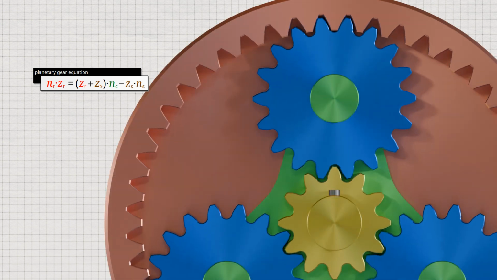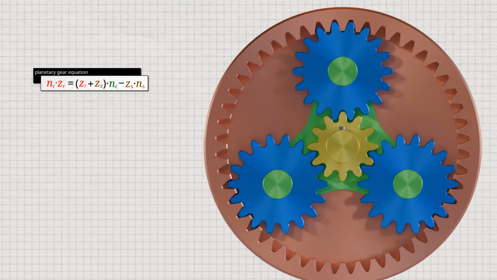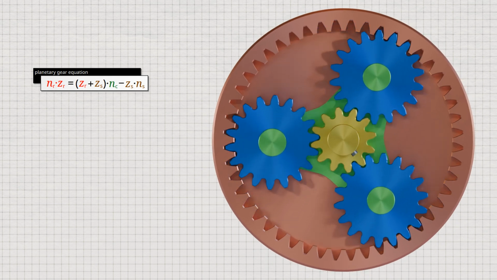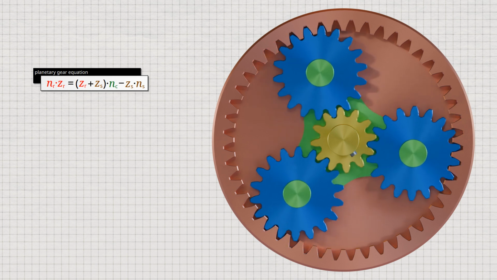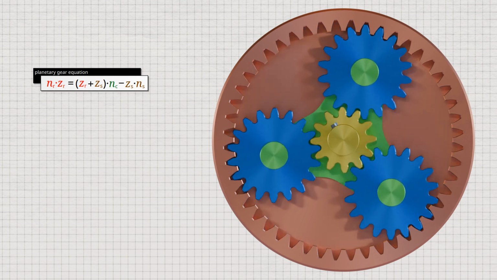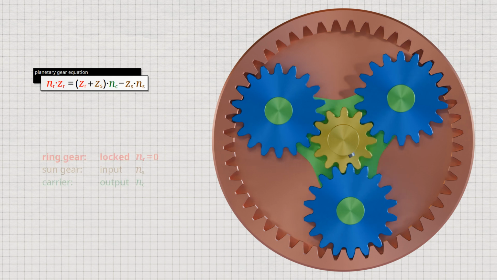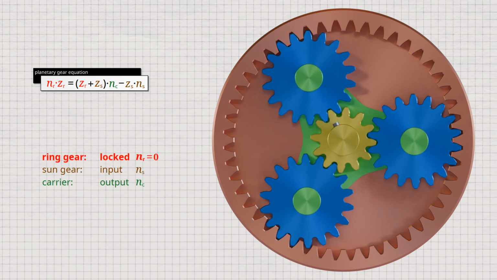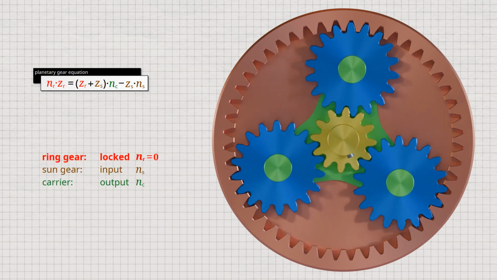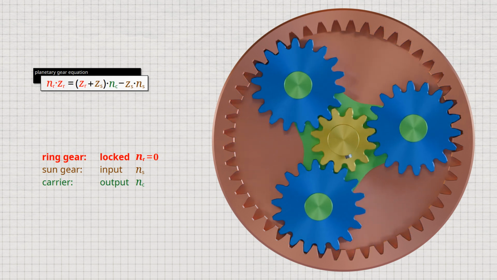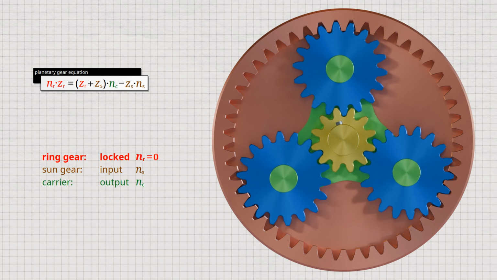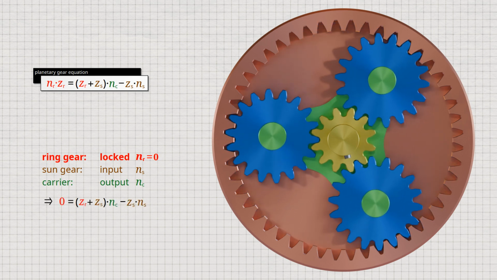This equation can now be used to take a closer look at three special cases, for each of which the transmission ratio can be determined relatively easily. We will go into this in more detail in the following. The first special case is when the ring gear is locked and the gearbox input is, for example, the sun gear and the output is the carrier. In this case, the speed of the ring gear is obviously zero. In this situation, the planetary gear equation is as shown.